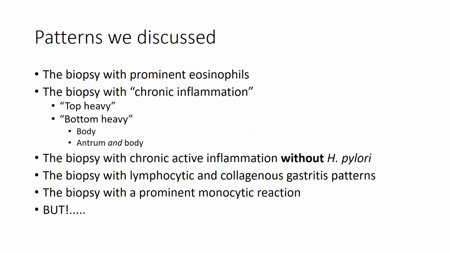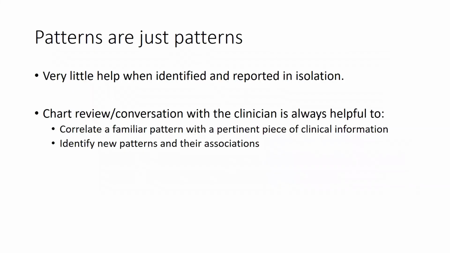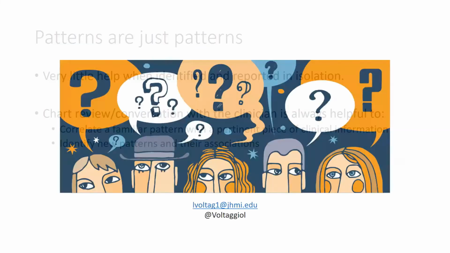So we've discussed this whole host of patterns in the setting of gastric biopsies. But reporting of these patterns is very little help when identified and reported in isolation. We should always try our best to correlate with the clinical history, either by a chart review or by having a conversation with our clinical colleagues to correlate a familiar pattern with a pertinent piece of clinical information and to identify new patterns of injury and also new associations.